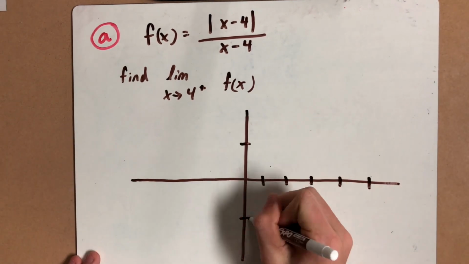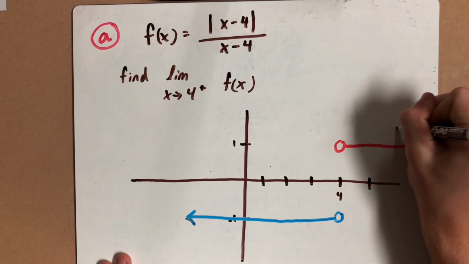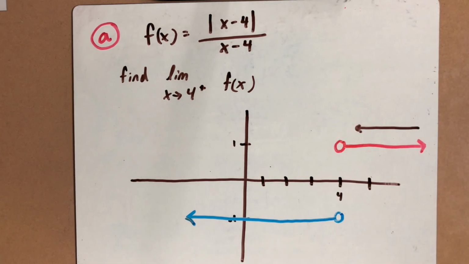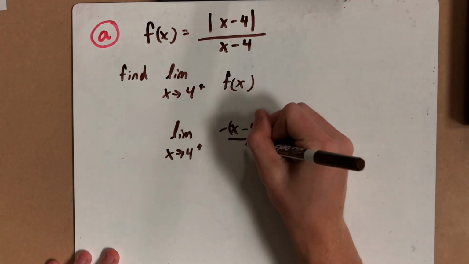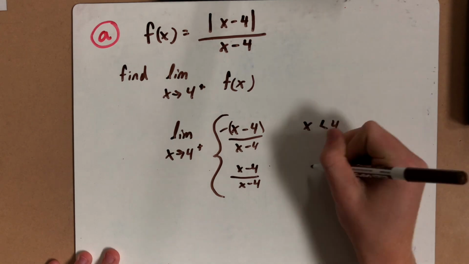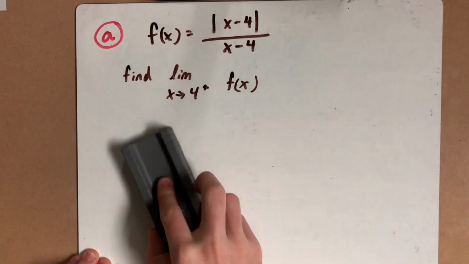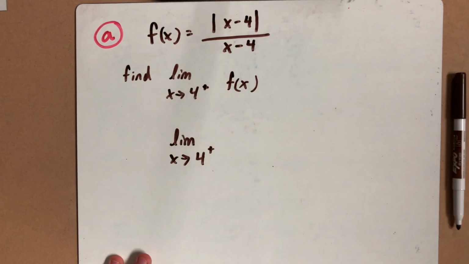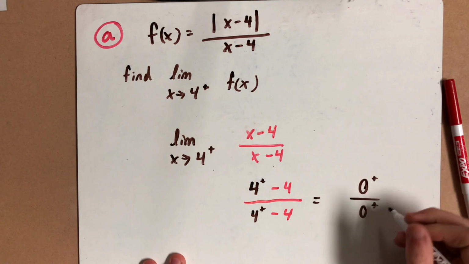By graphing the function, we can see that from the positive side of the graph, it approaches 1. To find the limit analytically, we need to use the appropriate function. Since we are looking for the right limit, we will use x minus 4 over x minus 4. By substituting in 4, we can see that the limit as x approaches 4 is 1.